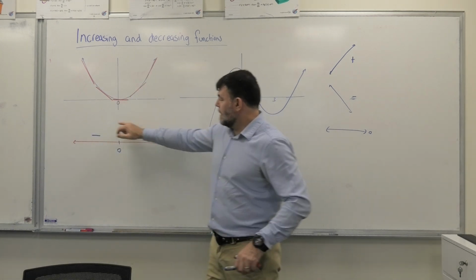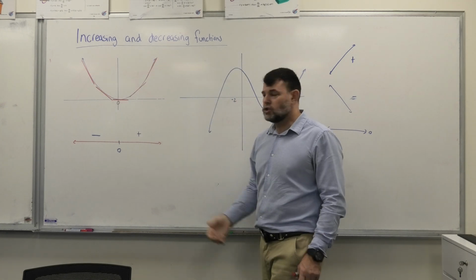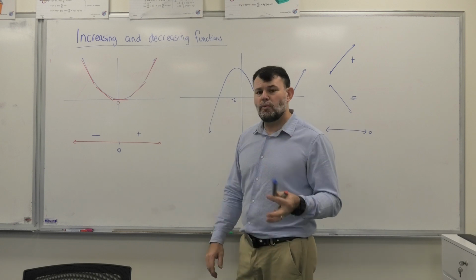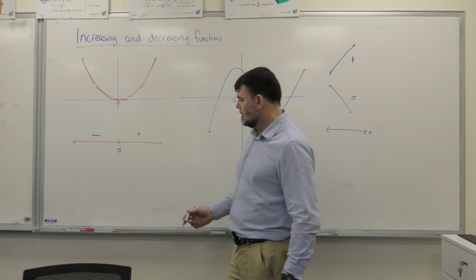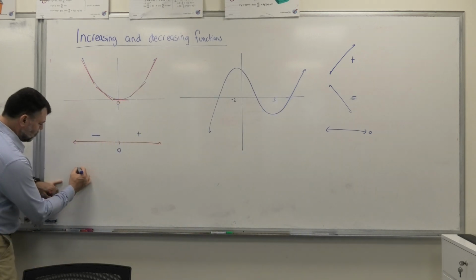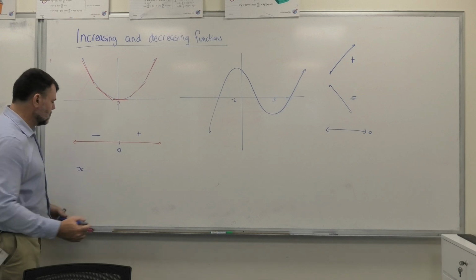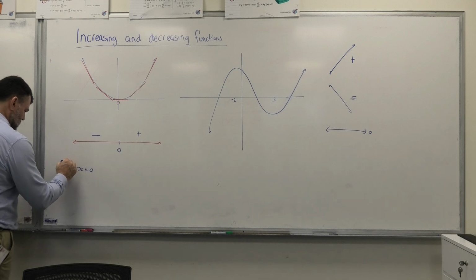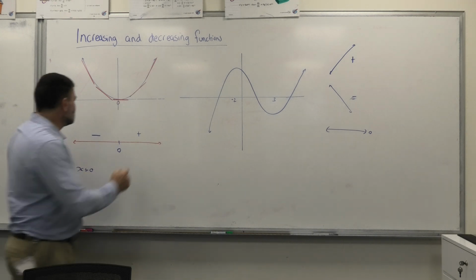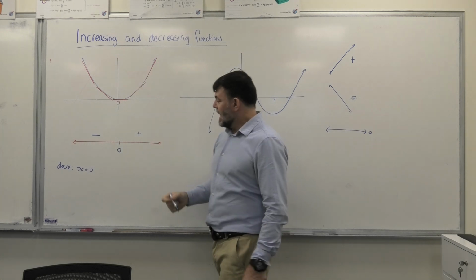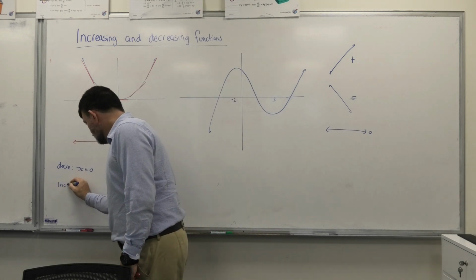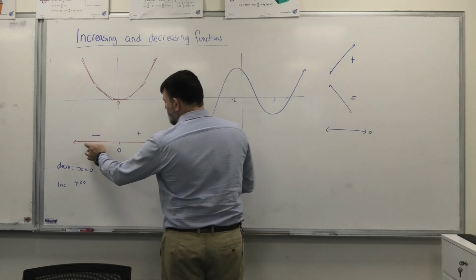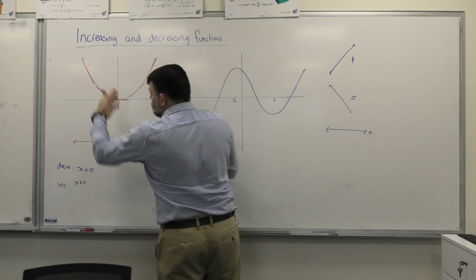So the sign diagram should replicate what the graph should look like in terms of its gradient, where it's decreasing to where it's increasing. And then we have another way of writing this, which is using interval notation. Interval notation is when we're looking at, well, how does it change with respect to x? So we can say here that it's decreasing when x is less than or equal to 0. And then we say it's increasing when x is greater than or equal to 0. And again, this complements your sign diagram, which complements what your graph should look like.